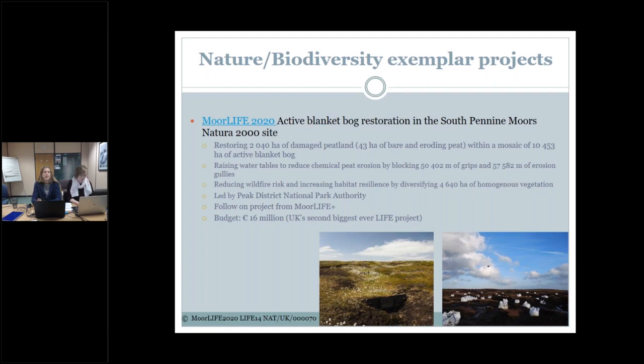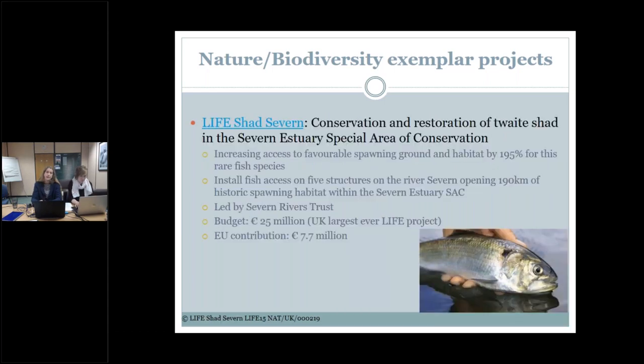Also, the project was looking at raising water tables to reduce peat erosion by blocking over 50,000 meters of grips and 57,000 meters of erosion gullies. This will reduce wildfire risk and increase habitat resilience by diversifying over 4,000 hectares of vegetation. The project is led by the Peak District National Park Authority and is a follow-on project from the More Life Plus project.